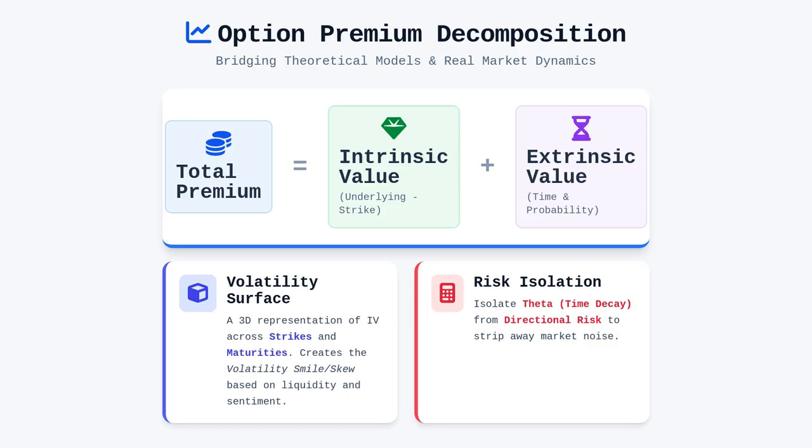Mathematical precision in these calculations allows a dealer to isolate theta or time decay from the directional risk. By understanding these dependencies, you gain the ability to strip away the noise of market fluctuations and identify whether a specific option is mispriced according to your model.